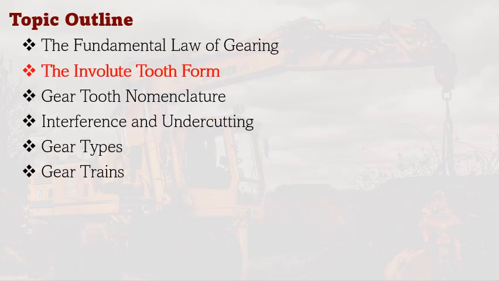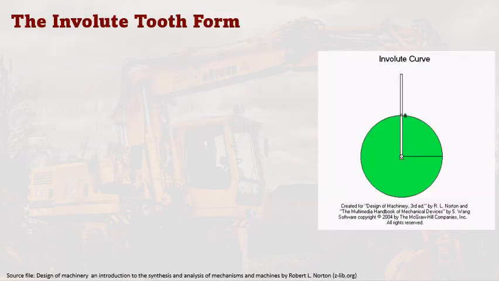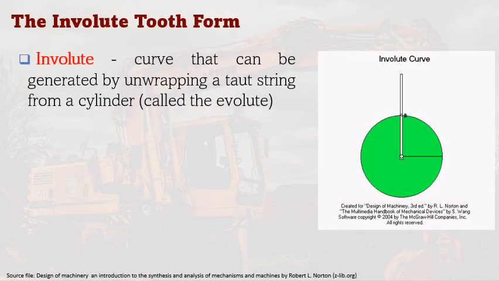Now that we learned the fundamental law of gearing, we will use this principle in designing the involute tooth. The involute gear profile is the most commonly used system for gearing today, with cycloid gearing still used for some specialties such as clocks. In an involute gear, the profiles of the teeth are involutes of a circle.